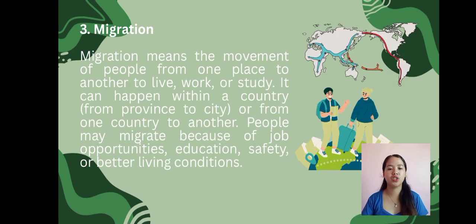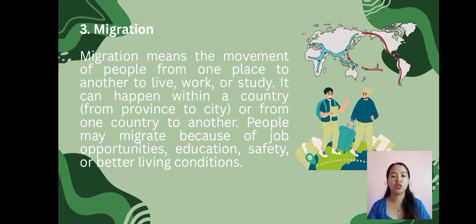Third is migration. Migration means the movement of people from one place to another to live, work, or study. It can happen within a country, from province to city, or from one country to another. People may migrate because of job opportunities, education, safety, or better living conditions. So when we say migration, it changes the population size in both the place people leave, population decrease, and the place they go, population increase.